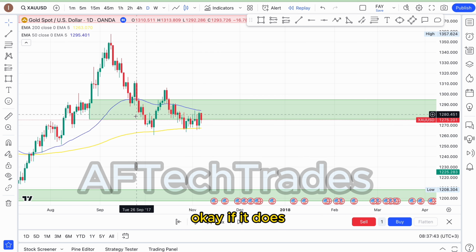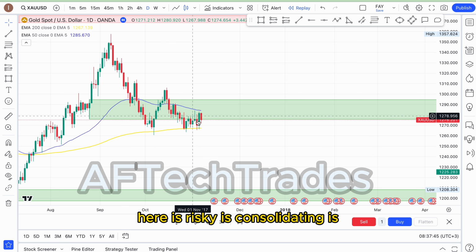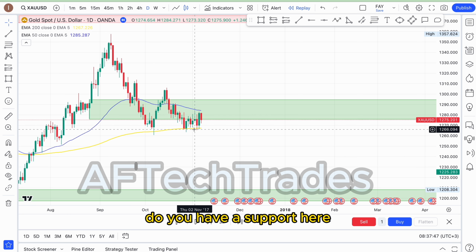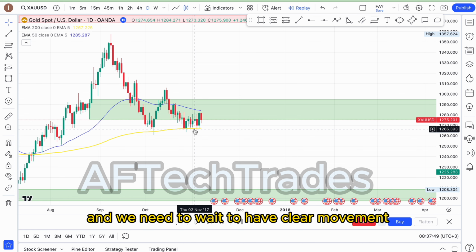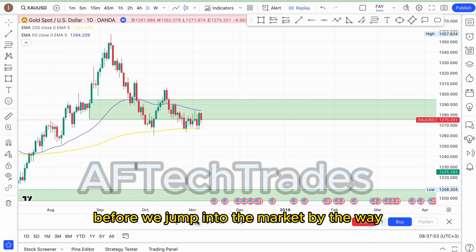Here is risky, it is consolidating, you have a support here, and we need to wait to have clear movement before we jump into the market.